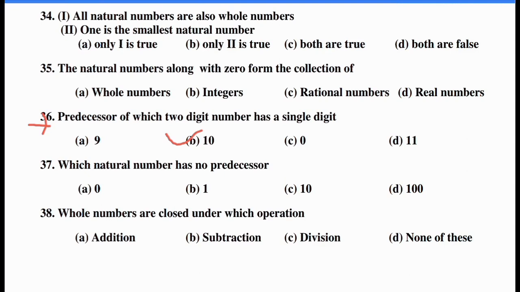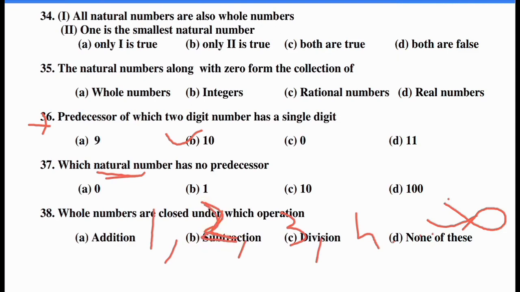Now question number 37. Which natural number has no predecessor? Now we check all natural numbers. Natural numbers are 1, 2, 3, 4, infinite. And now check whose predecessor is not possible. So we can say that predecessor of 1 we cannot have, right? So here answer is 1.